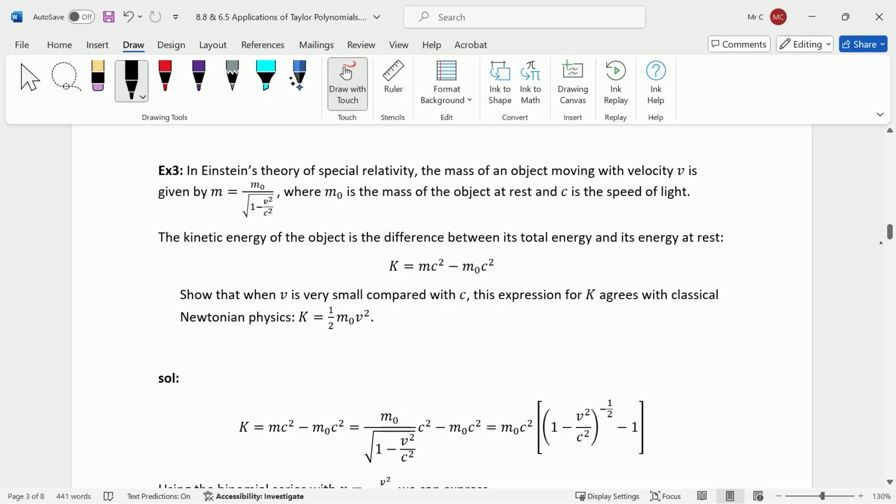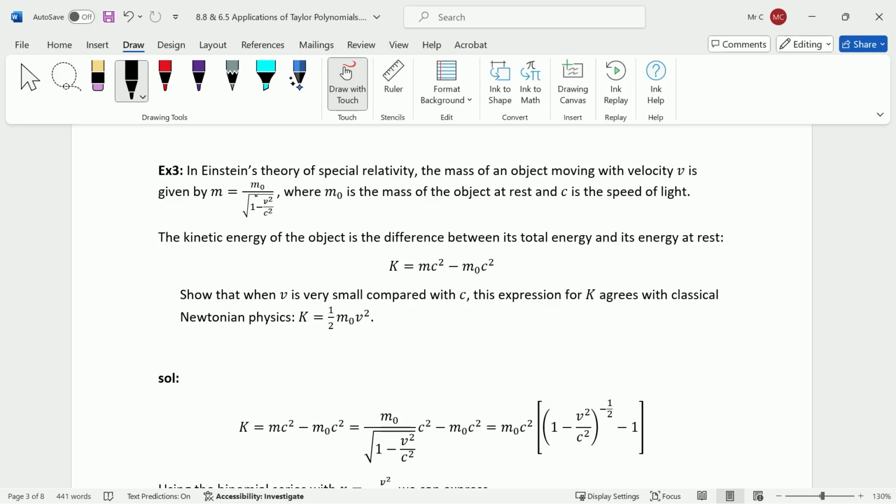So example 3. In Einstein's theory of special relativity, the mass of an object moving with velocity v is given by mass equals m naught over the square root of 1 minus v squared over c squared, where m naught is the mass of the object at rest and c is the speed of light. In other words, what Einstein's theory says is that when v squared approaches c squared, this denominator is going to get smaller, because we'll be taking 1 minus something approaching 1, and so the mass of the object actually changes relativistically.